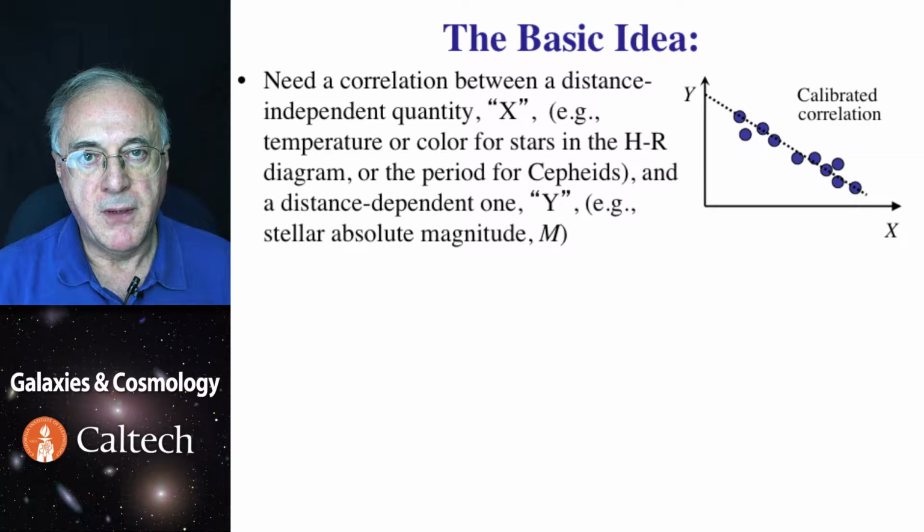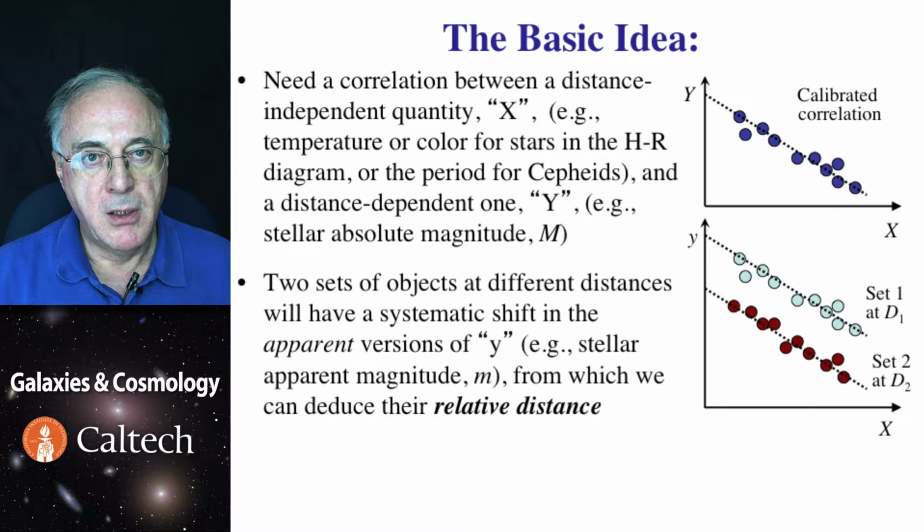In general, if we can find a correlation between some distance-independent quantity, like color or temperature of stars, or period for pulsating variables, that correlates well with something that does depend on distance, like stellar luminosity, and we can calibrate that relation, then we can see how stars in other clusters of different distances fit on that relation. So now when we compare these correlations in apparent quantities, say apparent magnitudes instead of absolute magnitudes, clusters of different distances will systematically shift from each other. From the magnitude of that shift, we can find out what the relative distance is between them.